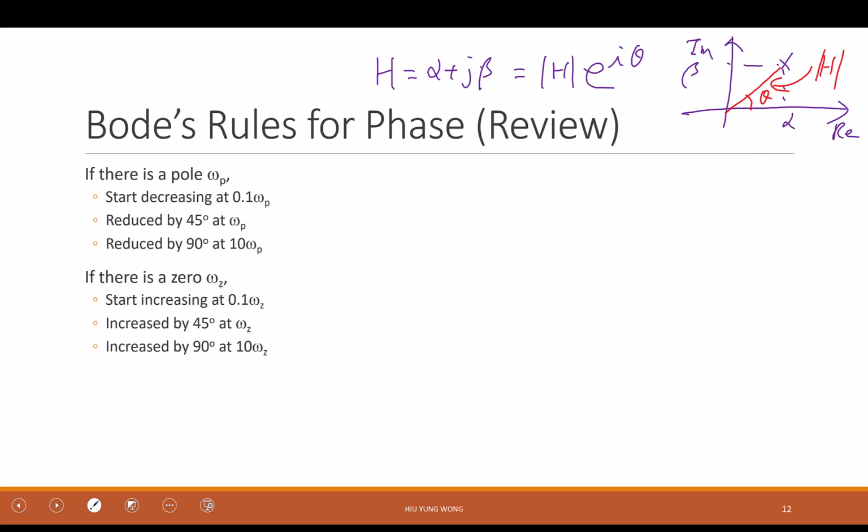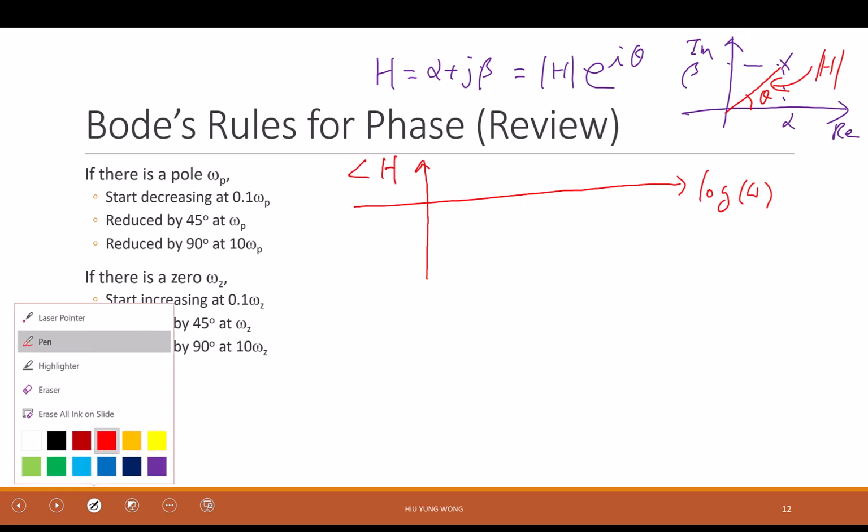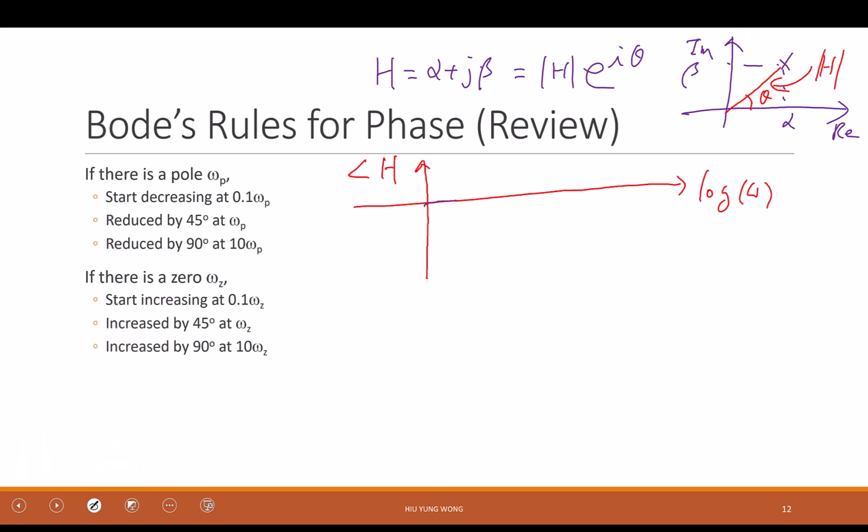So if you have a pole, for example, I think we only need to draw one pole, yeah. What will happen? We won't go through the derivation, and of course you learned that before. We just review. Log omega again, but this time it is the angle of H, which is theta, instead of the magnitude of H, right? So at the beginning, we assume we have 0 change, we start with 0.